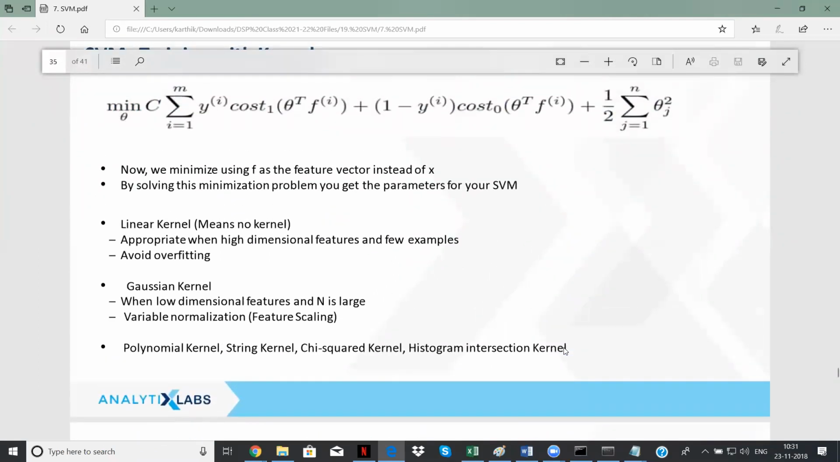When can you use a linear kernel? I mean, no kernel at all. When can you use no kernel? When you have properly segregated data, no noisy data, right? So you already have your high dimensional features, so you don't have to go for a kernel.